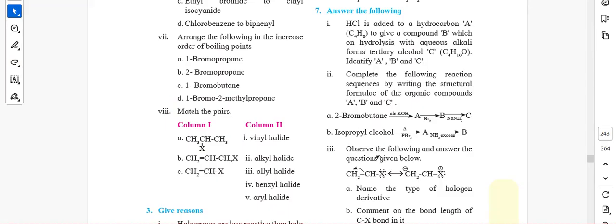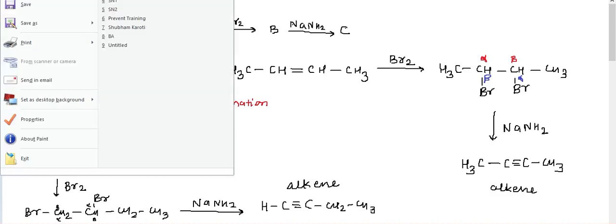Now let's check what the second problem is. The second problem is isopropyl alcohol treated with PBr3. PBr3 is phosphorus tribromide. We get A, and then we treat it with excess NH3. Then what is the product B? So we have to find A and B. Let's write it down first.